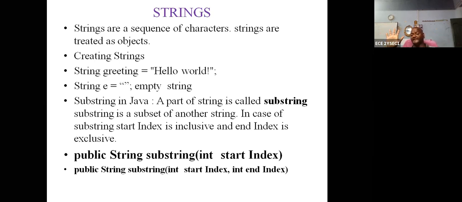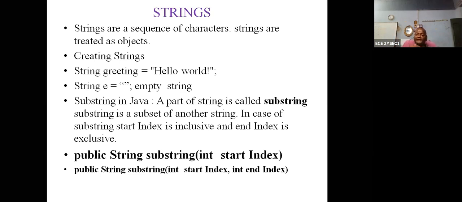I can give only 8. Then what happened? From the 8th index onwards, it will be printing. So that means, suppose you are giving only one specific index, from that onwards, the remaining string should be executed. This is the one way.